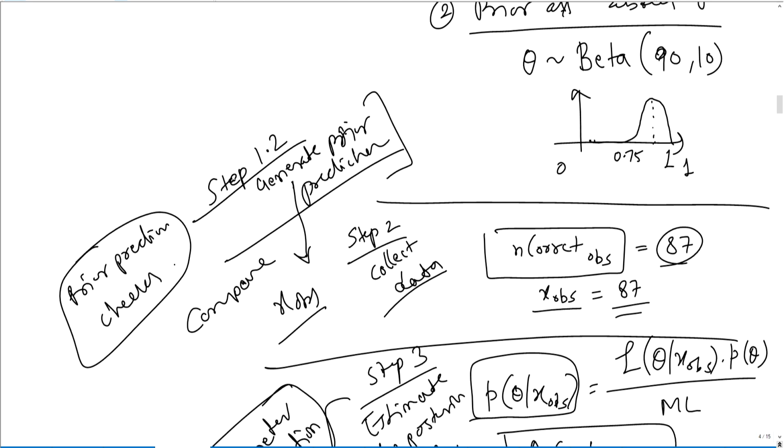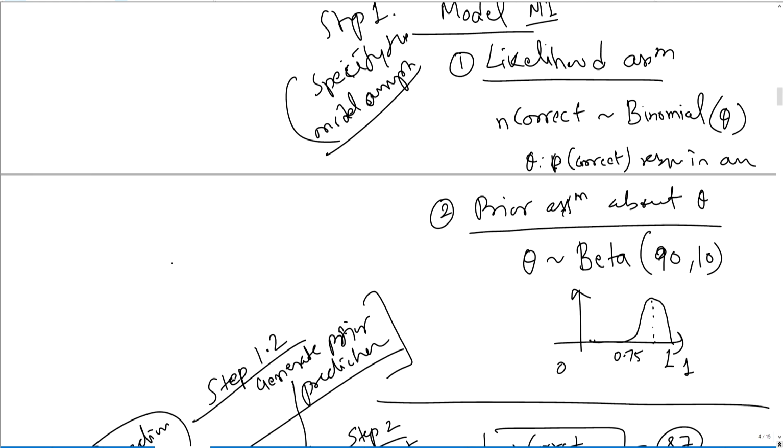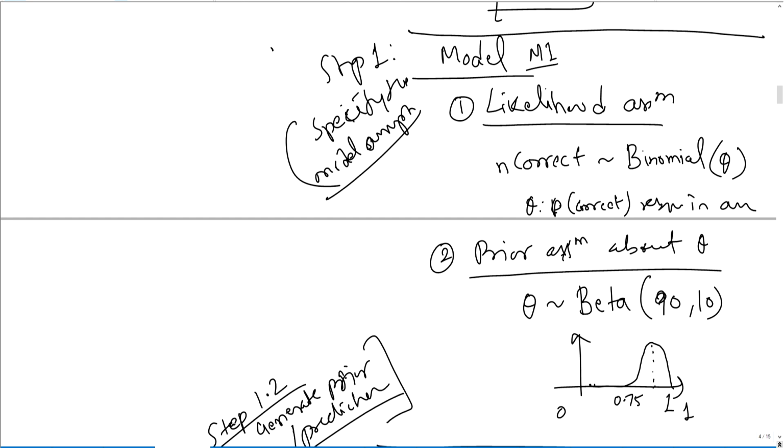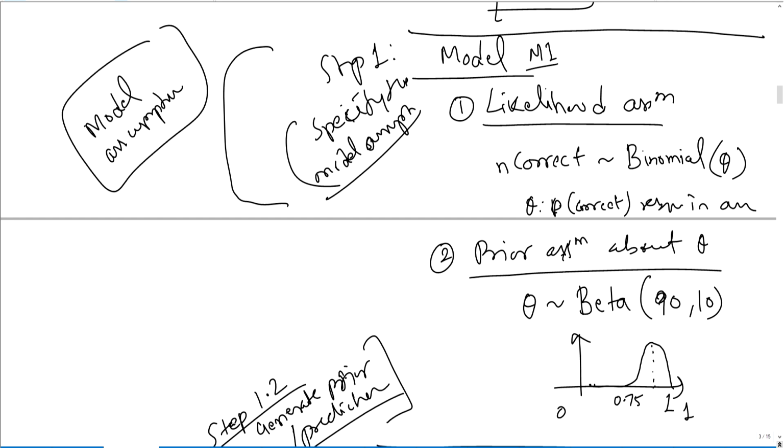By the way, prior predictive checks can also be used for an approach called region of practical equivalence. We will see that later on. And this is specifying the model. Okay. So, model assumptions, specifying the model assumptions.